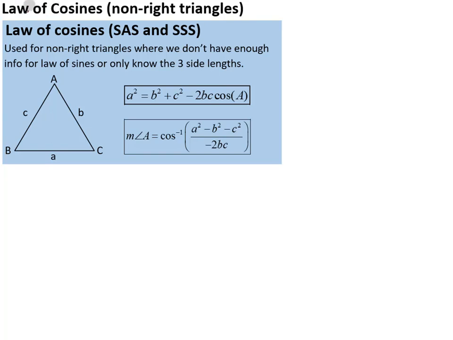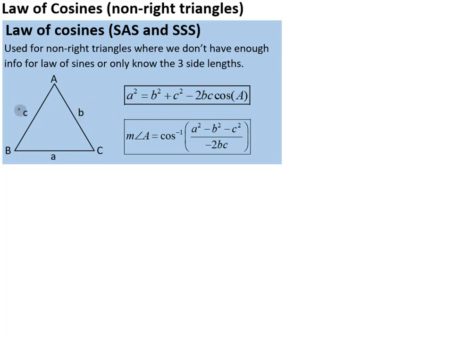So today we're talking about the law of cosines. This is how we find a missing length or missing angle in a non-right triangle when we can't use law of sines. Remember, in law of sines, we need to know an angle and a side opposite it. In this case, we're not going to know that much information.